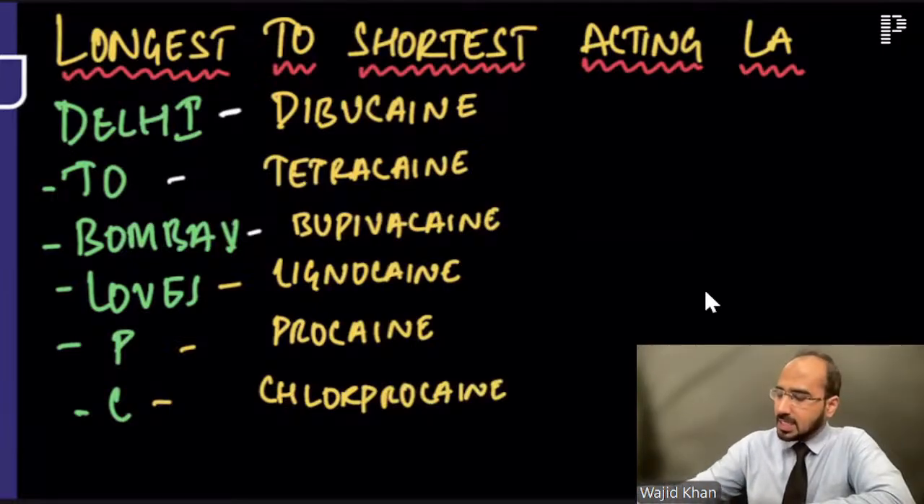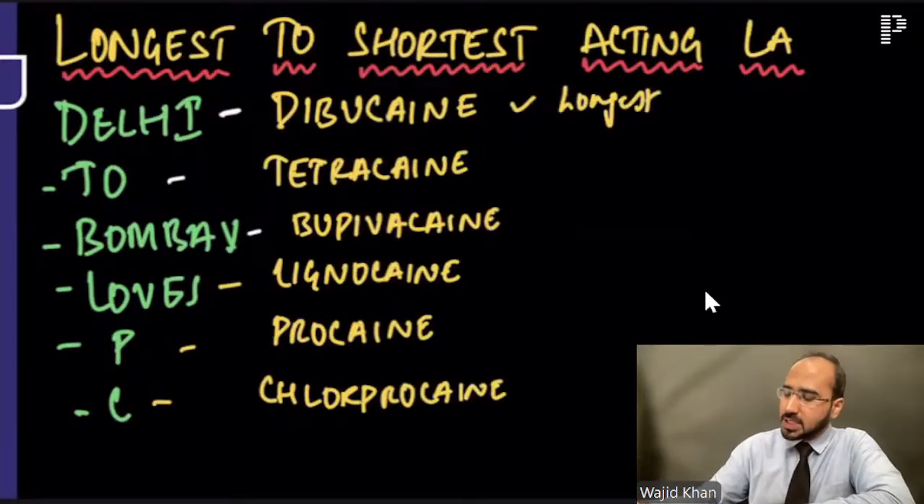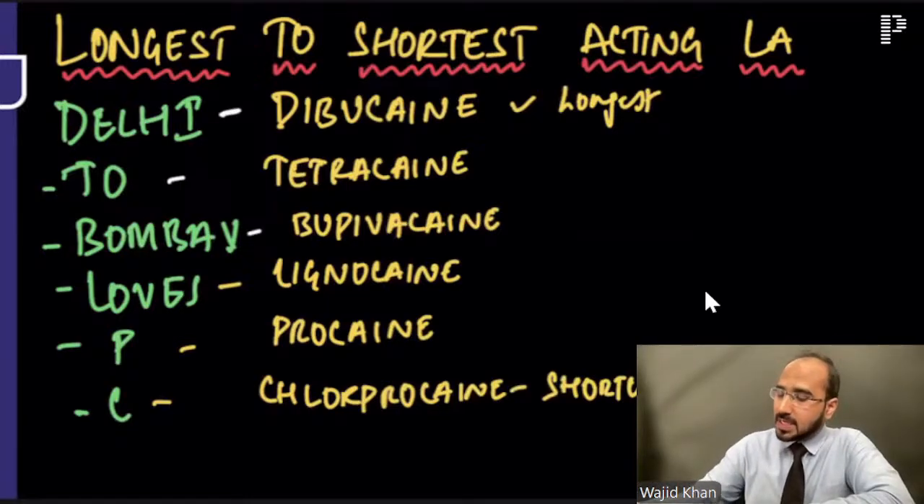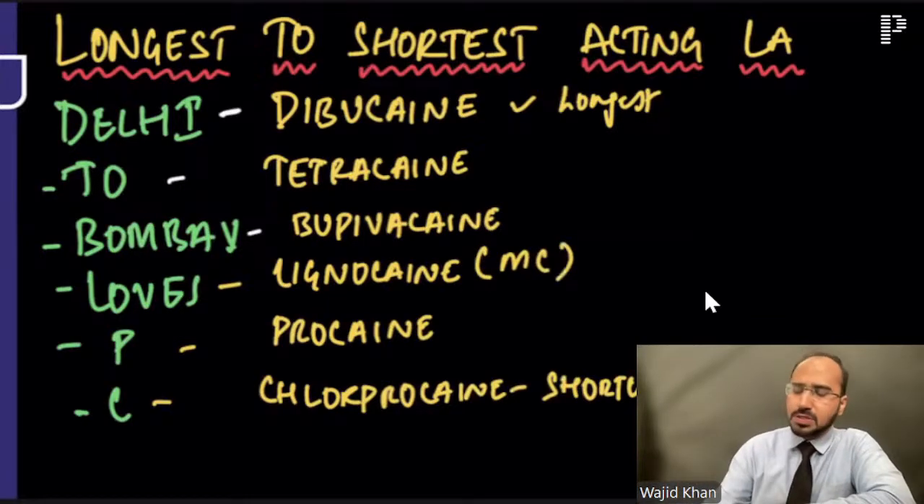You got your answer. The longest acting local anesthetic is what, guys? It is the dibucaine. Which is the shortest, guys? It is the chlorprocaine. Now, which is the most commonly used local anesthetic worldwide? Most commonly used local anesthetic worldwide is lignocaine.